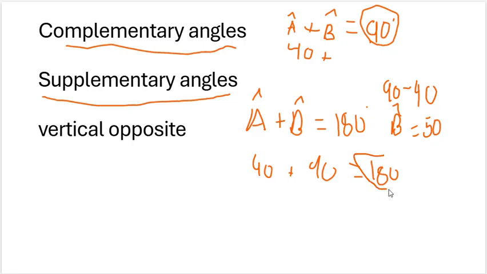Now when you're dealing with vertical opposites, it shows that if this angle here is 40, the angle that is vertically opposite it will also be 40.